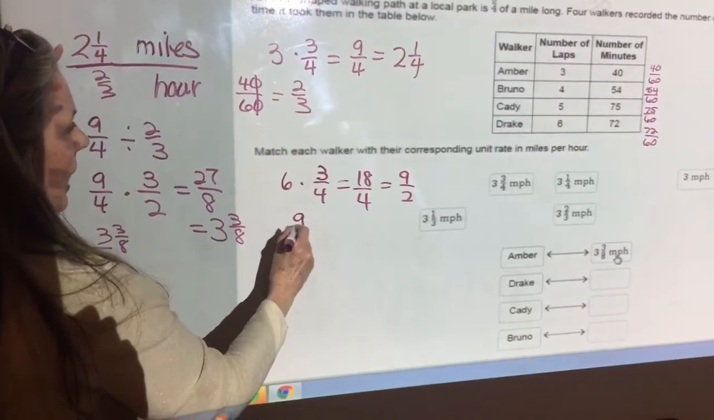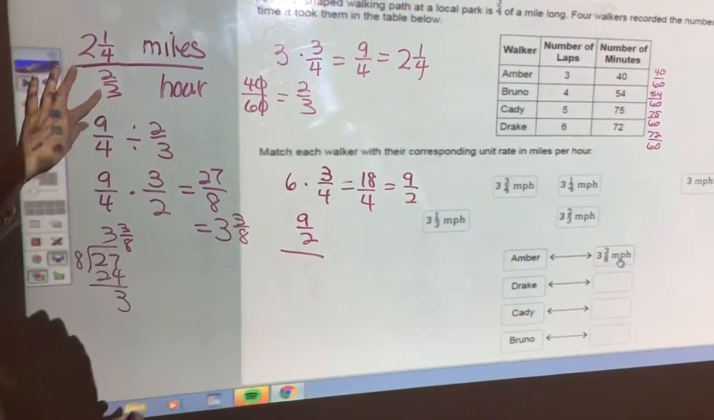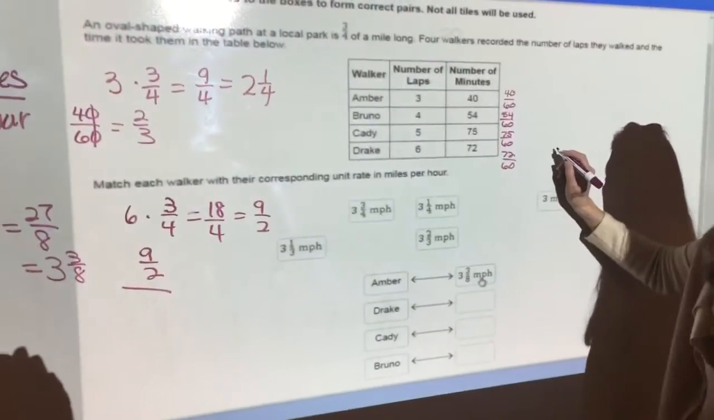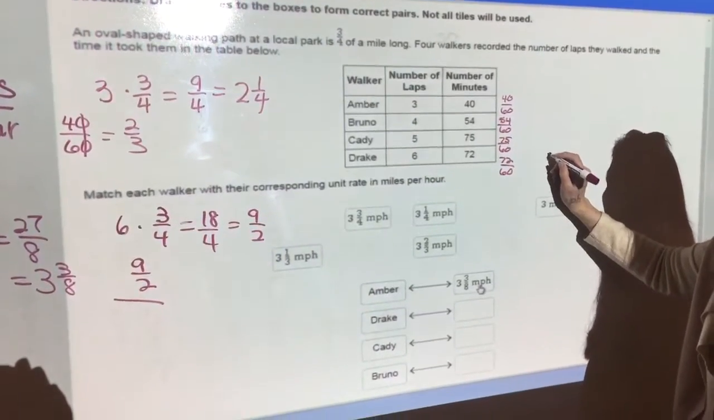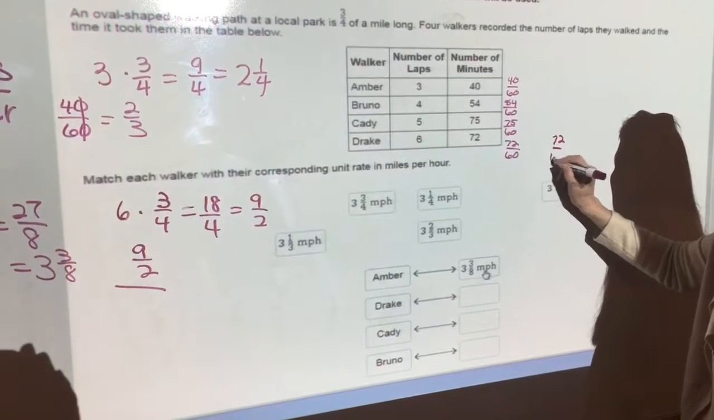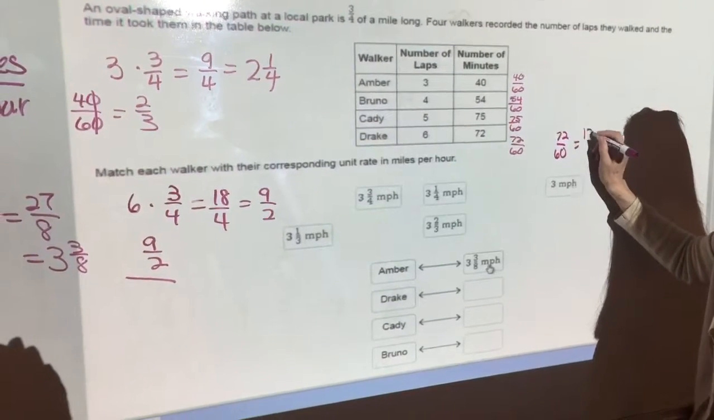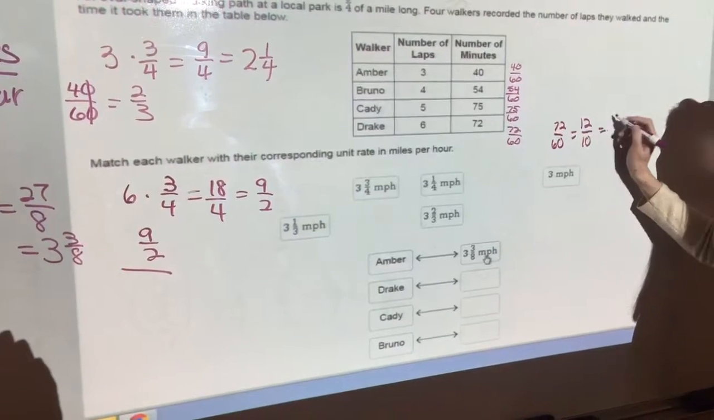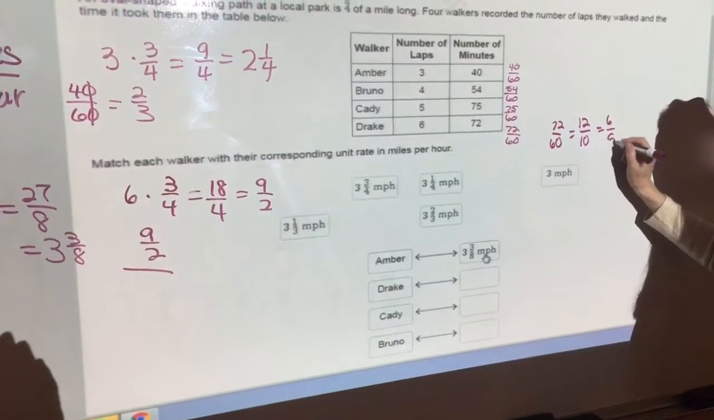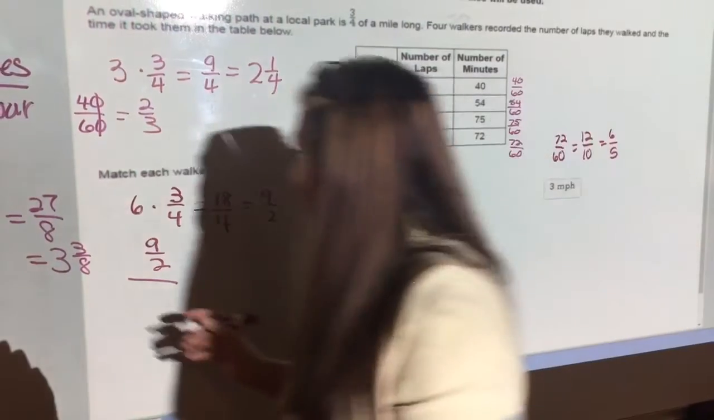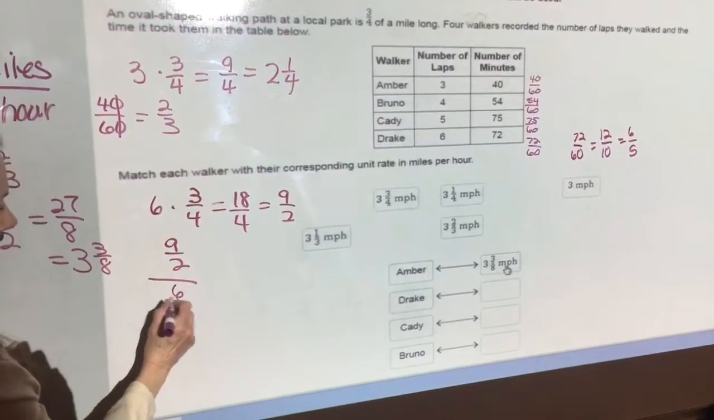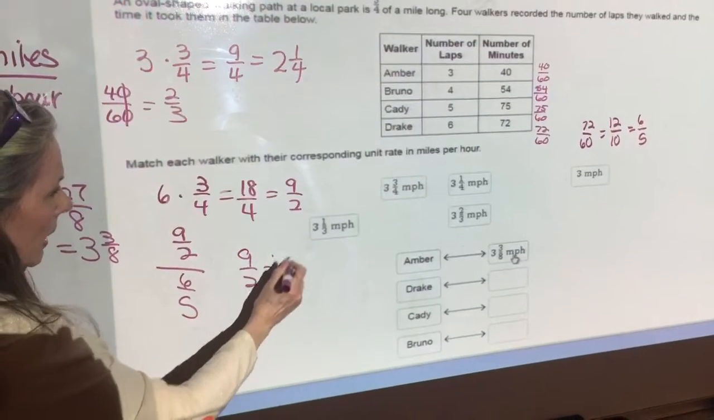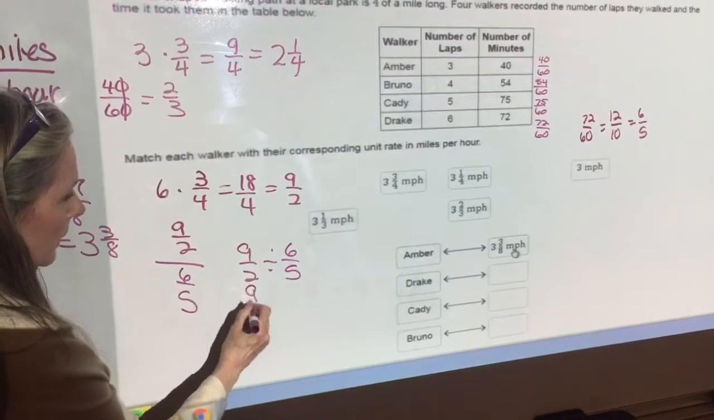So I'll do 9/2 divided by, now, Drake was 72 over 60. So I could reduce that down. Let's see, I'm going to divide them both by 6. That'd be 12/10. And then divide it down again. That would be 6/5. Just a little over an hour. So I'm going to divide that by 6/5. So once again, fraction bar means divide. And I want to invert and multiply.